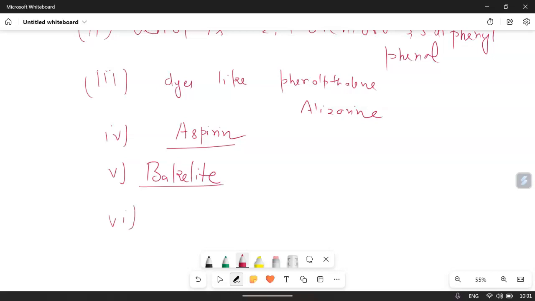And starting material of some drugs, right? Or you can write down phenacetin also. These are the uses of phenol. Basically uses, not physical properties. These are the uses of phenol.